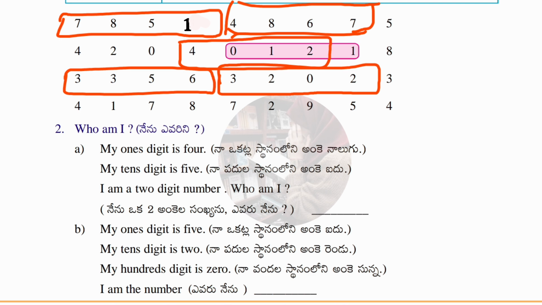Okay, next number is 3356, and the last number is 3202. Okay, these are the 5 numbers. Please mark it carefully.